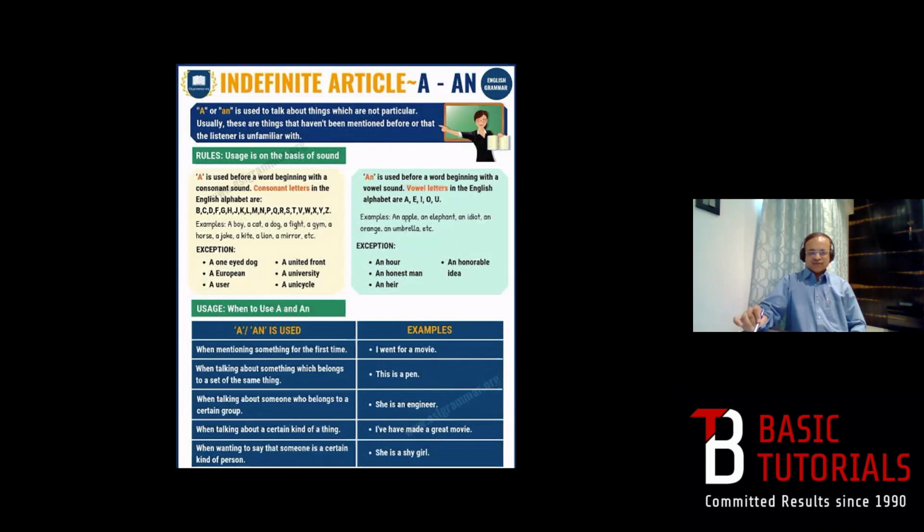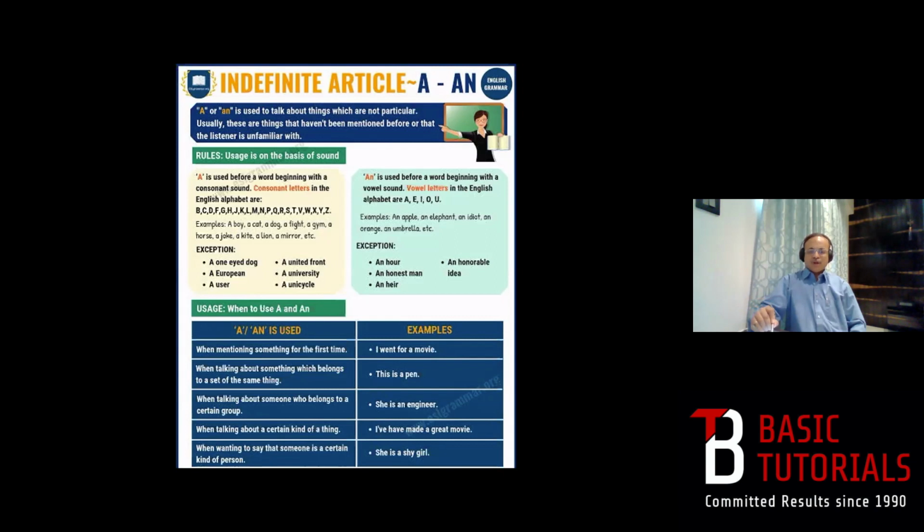Let's start the session. A or an is used to talk about things which are not particular. Usually, these are things that haven't been mentioned before or that the listener is unfamiliar with. In short, something which I'm mentioning for the first time. Something which I'm mentioning for the first time, I use either a or an. Clear?